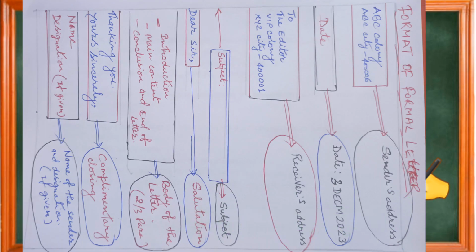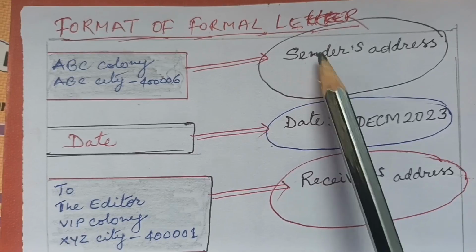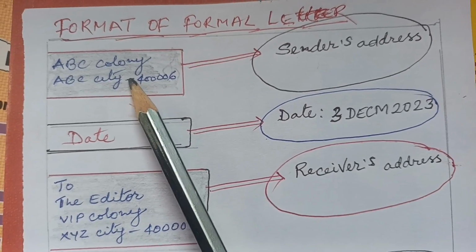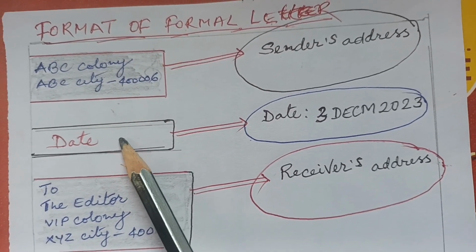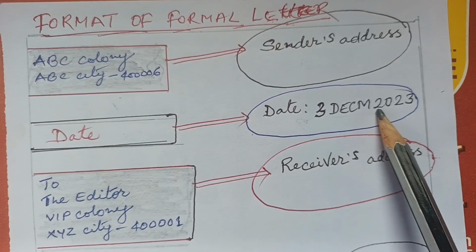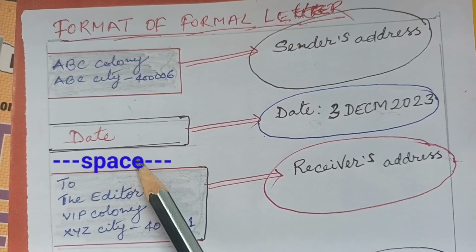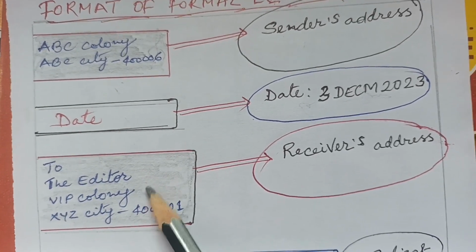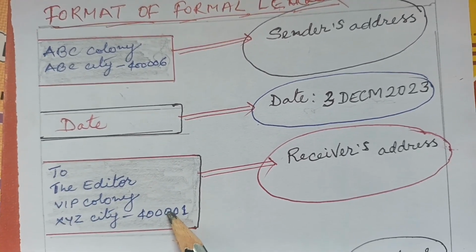So for formal letter writing, the format is: first, on the left hand side, you have to write the sender's address. Provide your address from where you are writing this particular letter. Then you have to leave one line of space. Then write the date, and the date format should be this way, for example, 3rd December 2023. Then give one line of space, then write the receiver's address, to whom you are sending this letter. Here the example is: To the Editor, VIP Colony, XYZ city, and provide the pin code.